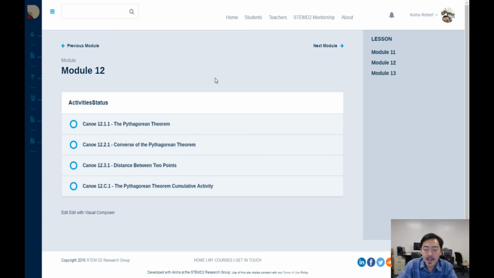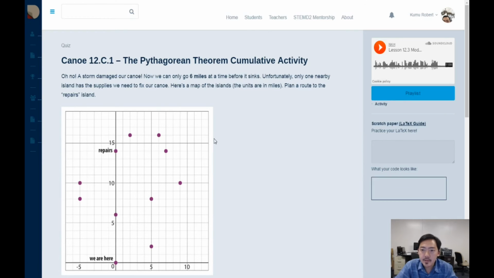Alright, welcome back. The final activity that we'll be looking at is Canoe 12.C.1. In this activity, we will be applying the Pythagorean theorem to get from one place to the other. So right now we have a canoe that has been damaged by a storm. This canoe can go 6 miles at a time before it sinks.